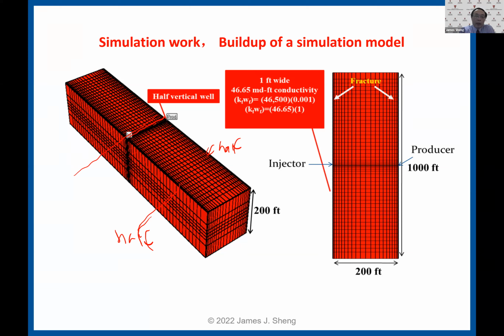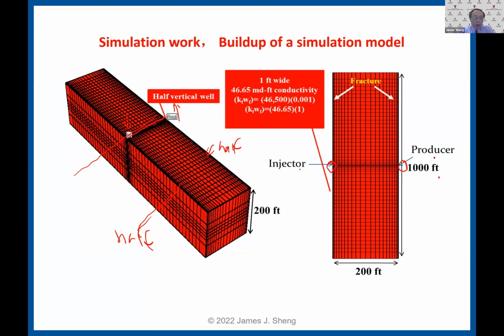So then you assume here you have one well injector. Here is a producer for flooding mode. Let's look at this top view. Here you have two wells, one injector and a producer. For a flooding mode, here's the injector, here's the producer.